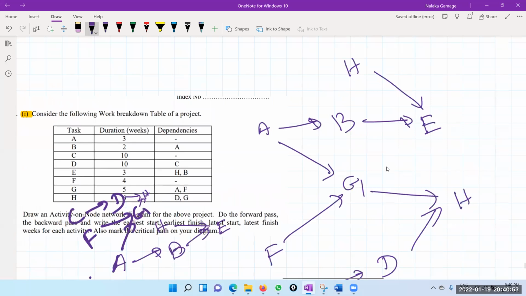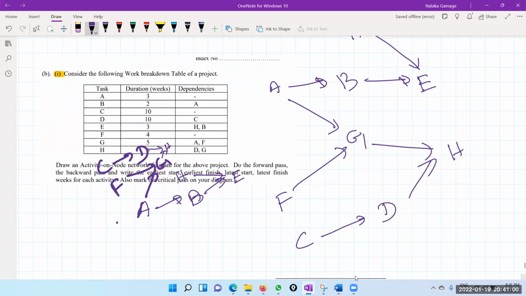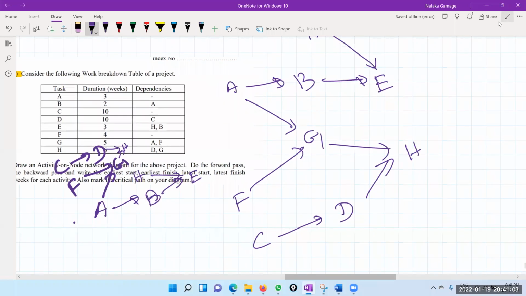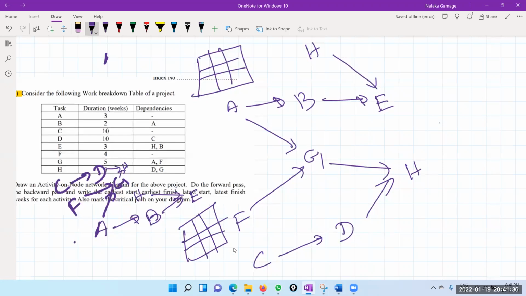So now I am going to have the boxes. I'm going to draw the boxes now. Right. So I will go for this approach.